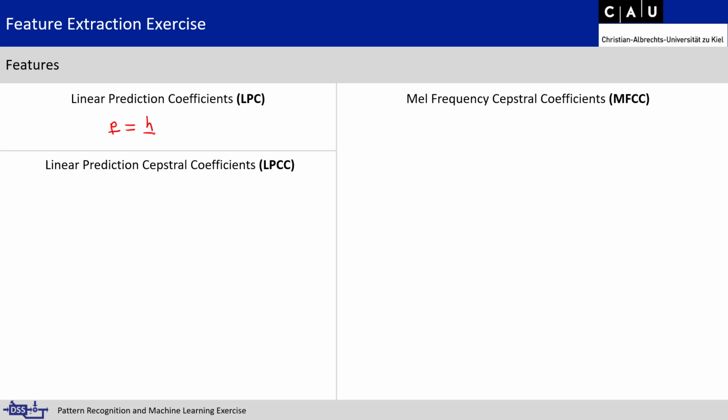And although the information about the spectral envelope is actually contained in the inverse prediction error filter, all the information is actually already contained in our vector P. So this is all we need here to get the information about the spectral envelope. Then linear prediction cepstral coefficients take it one step, well, let's say further than the LPC features.